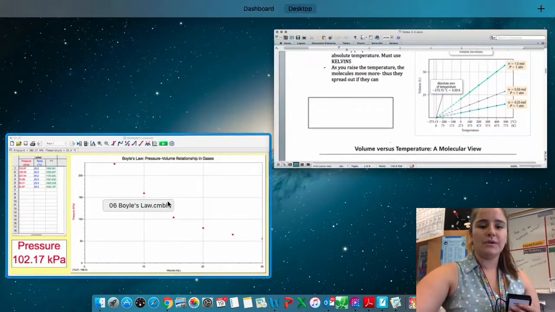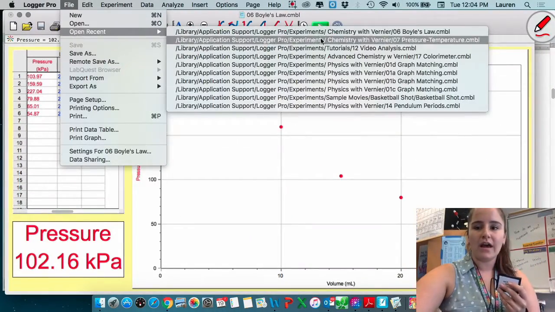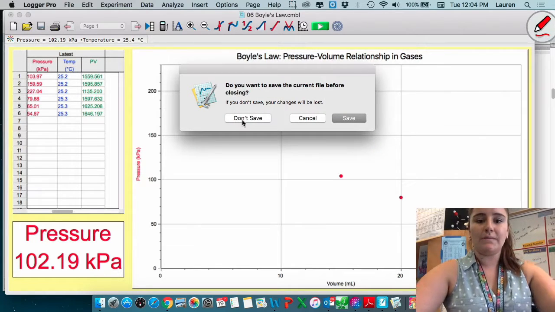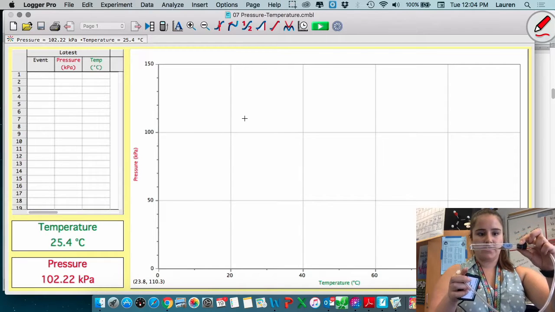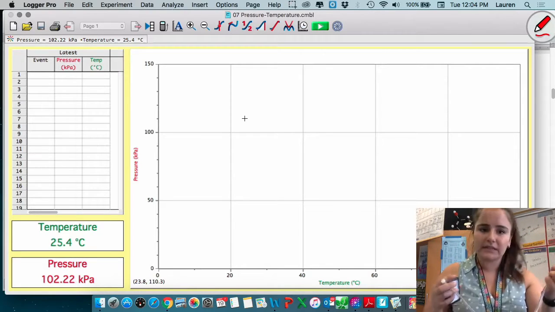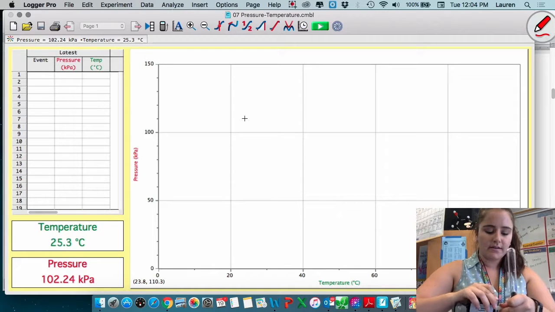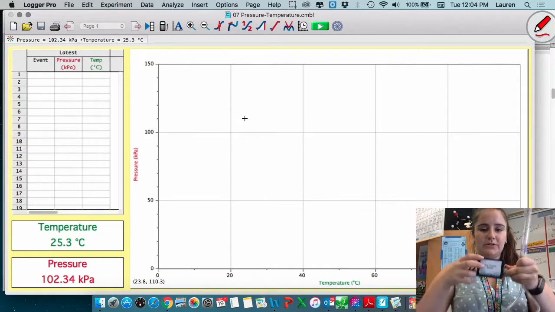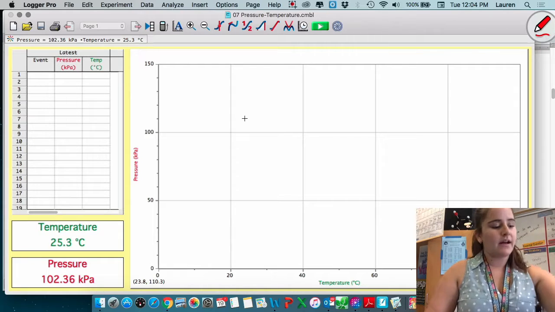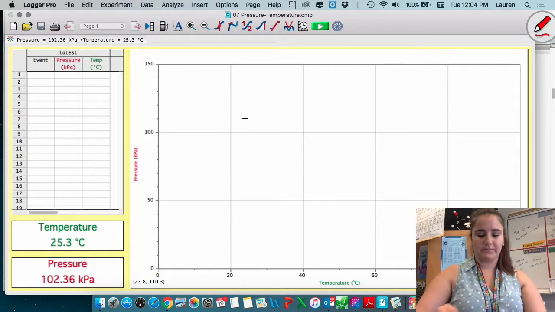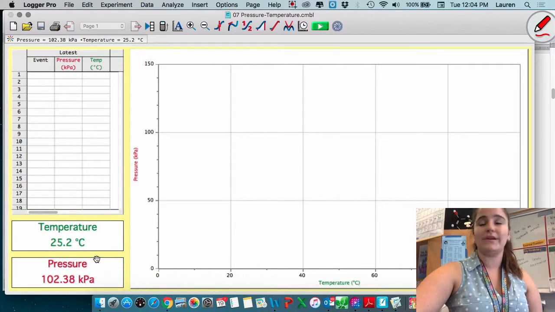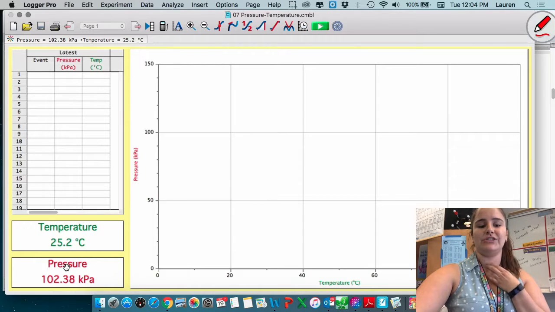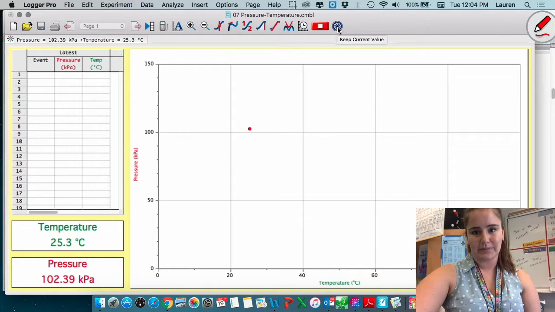To my gas pressure sensor, I am going to hook up a test tube. It's not empty, it is obviously filled with gas. I'm going to hook that up to my gas pressure sensor, and I also have a temperature probe hooked up. You can see right now, just at room temperature, the room is at 25.2 degrees Celsius and the pressure is at 102. So I'm going to go ahead and keep this data point.